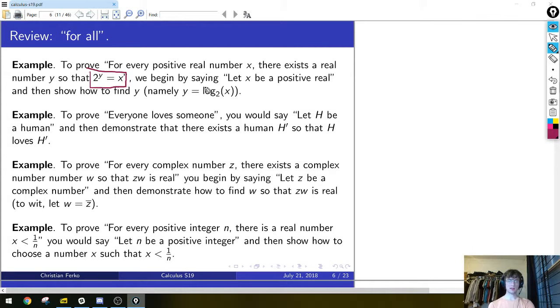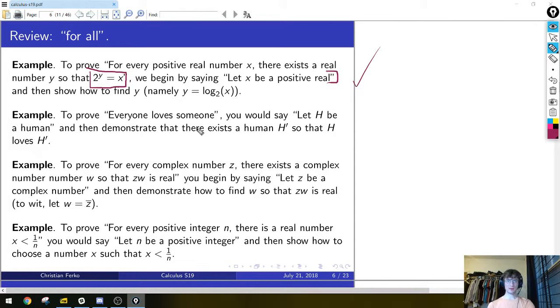I mean, we already know how to do that. You just take the log of both sides, the log base 2. So we know how to prove that there is such a y. y is the log base 2 of x. But the structure of the proof is always to begin by saying, suppose an element of the quantified set is handed to me, and I solve the problem for that example. And then the same argument applies to every element in that quantified set. So, good. That's one example.